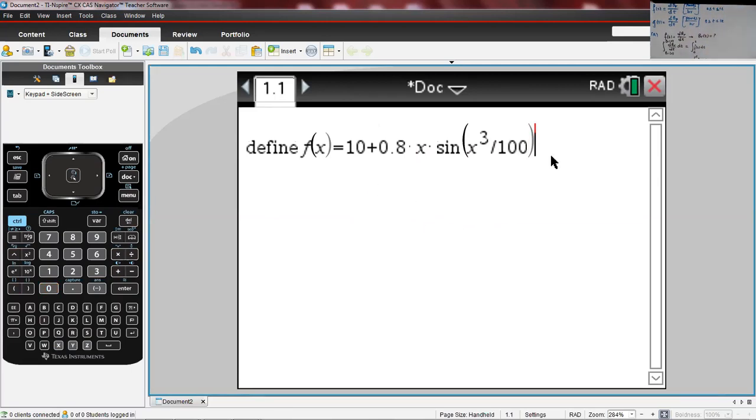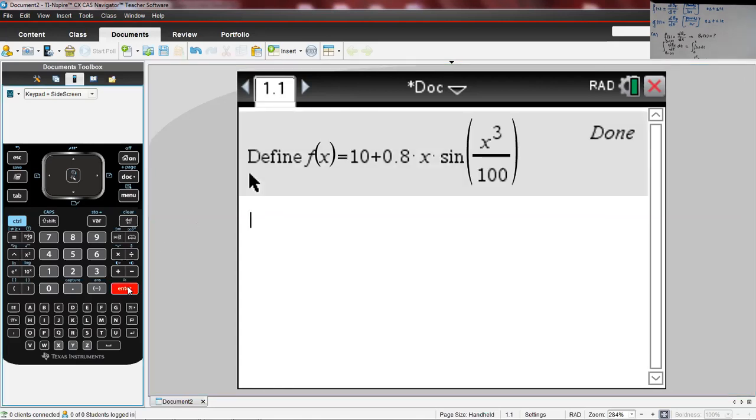So yes, let me check. I don't want to make a mistake as in the previous problem. Yeah, sine of x cubed, correct. So I press enter, and this function is in the memory.